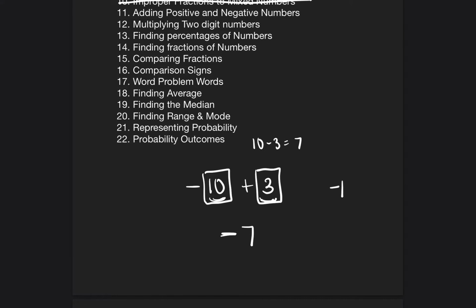Let's try that again. Negative 12 plus 3. The first thing I'm going to ask myself is, does the negative number or the positive number have the higher value? The negative number is 12, the positive number is 3. So it would be 12 that has the higher value. So my answer is also going to have the same sign as the 12. So my sign is going to be negative. Then I'm going to just take the numbers by themselves and subtract 12 minus 3.